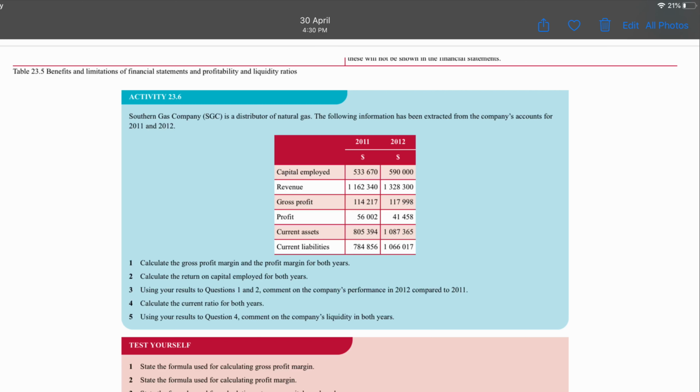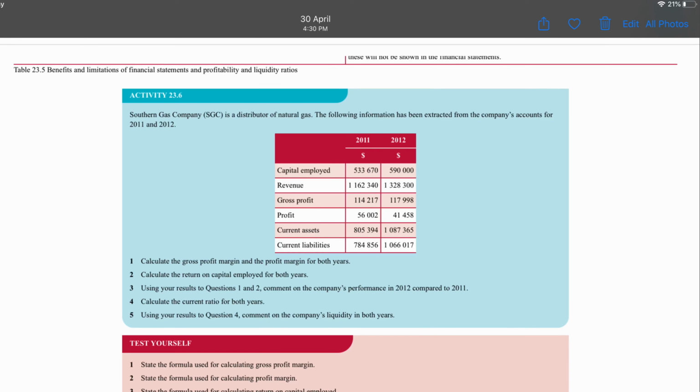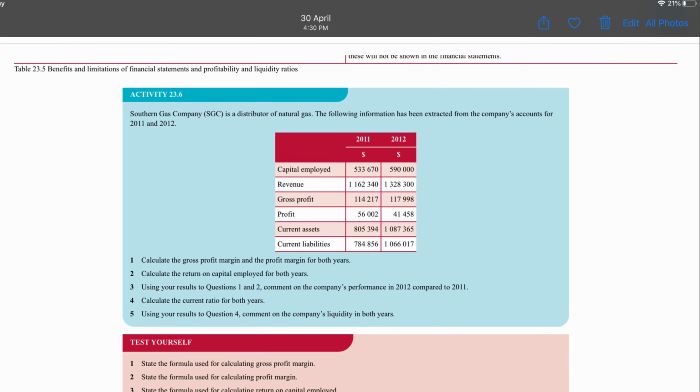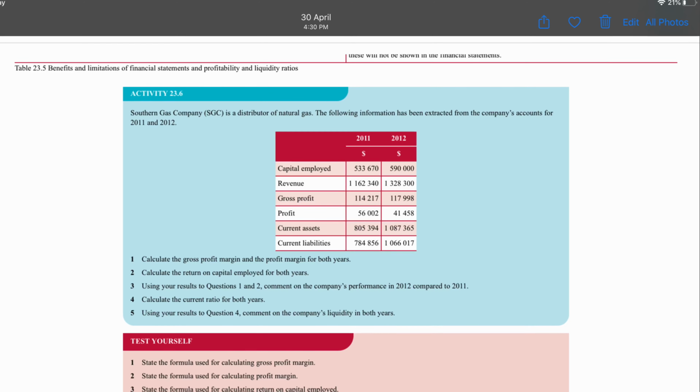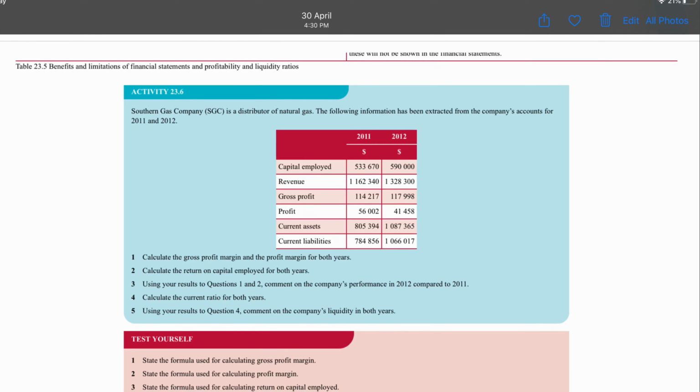Let's go to number 3. Using your results to questions 1 and 2, comment on the company's performance in 2012 compared to 2011. Your answer should be: all three ratios indicate that the company performed less well in 2012 than 2011. Yes, correct.